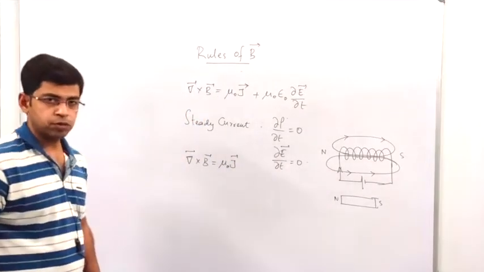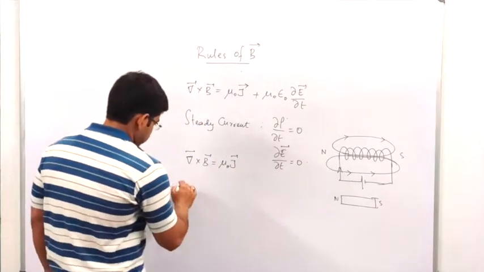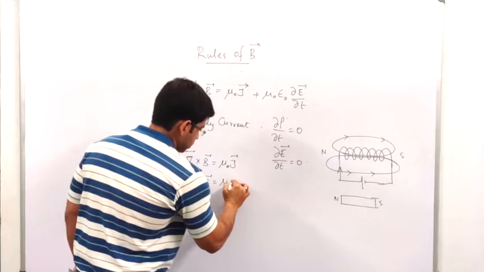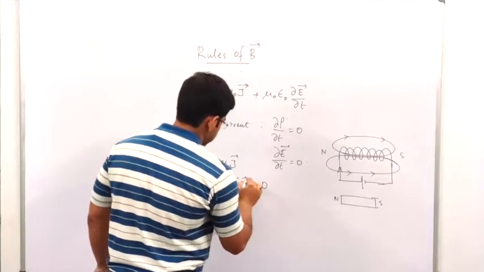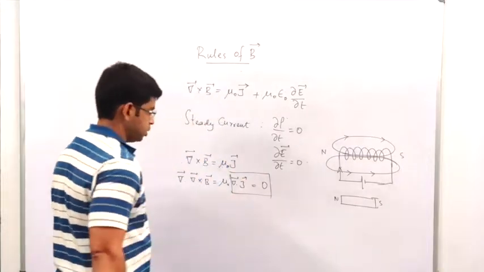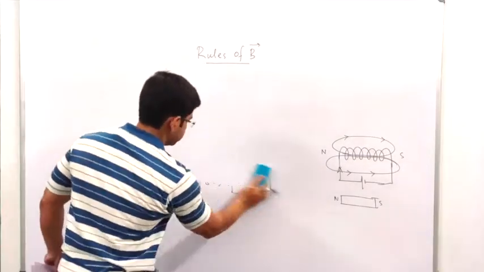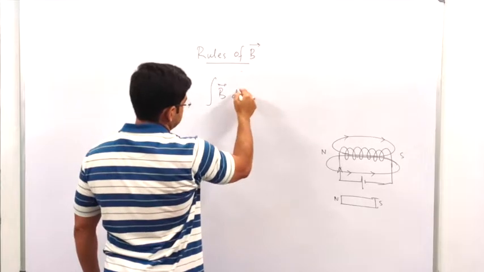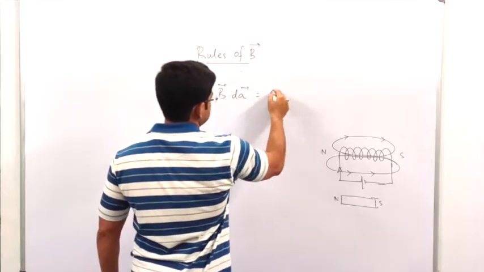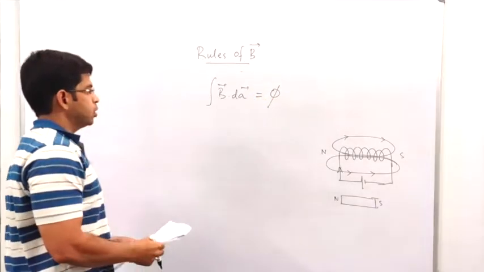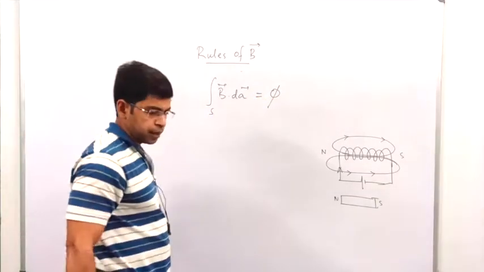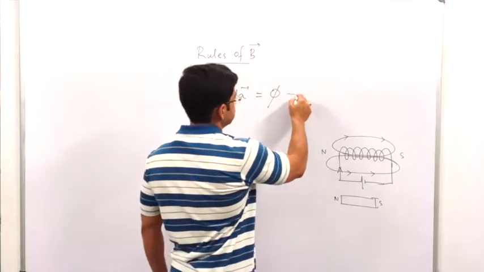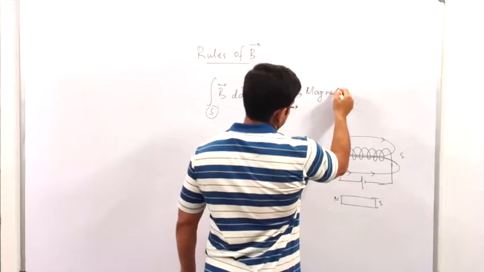So these are the two equations followed by the magnetic field vector B. Again note that if we take divergence of this equation on both sides, then we will get 0, which is basically the condition for steady current. As I have already mentioned, this equation, B dot dA, this quantity is nothing but the surface integral of the magnetic lines of force over a certain surface S. This quantity phi is called magnetic flux.